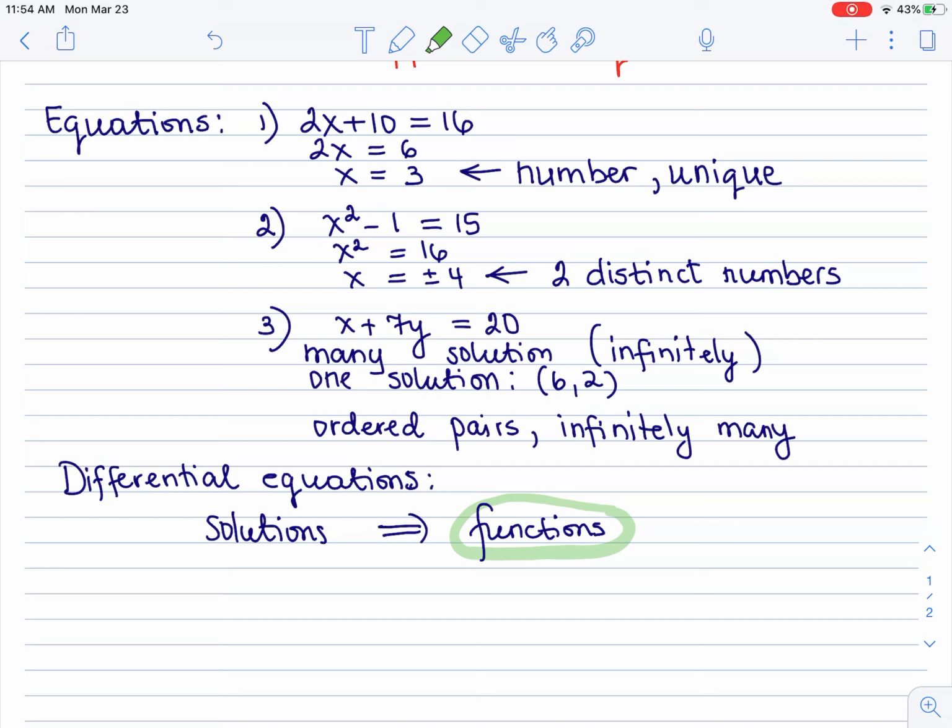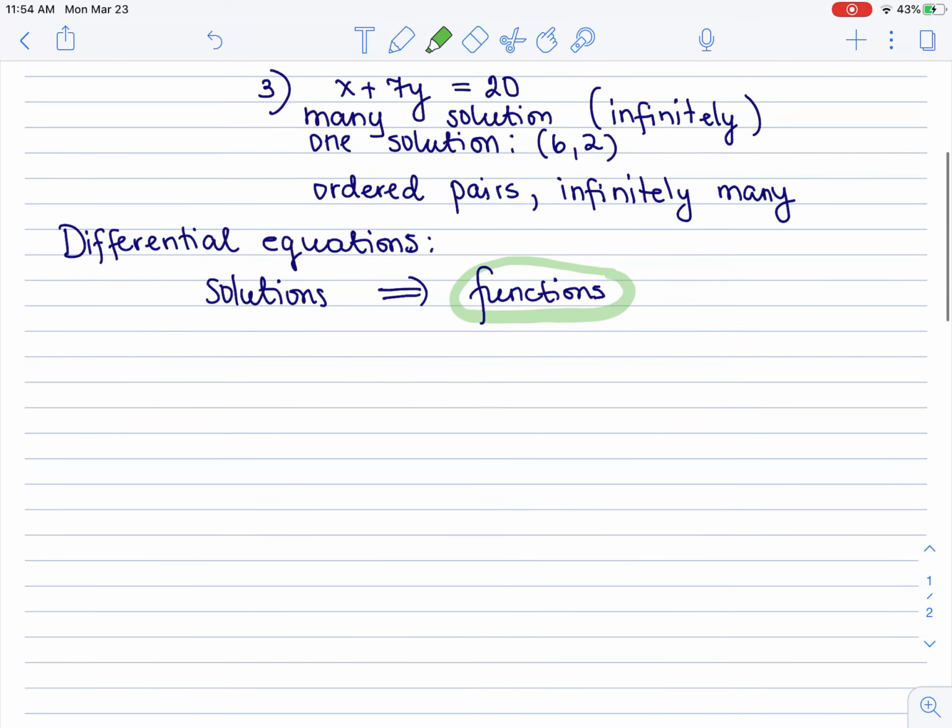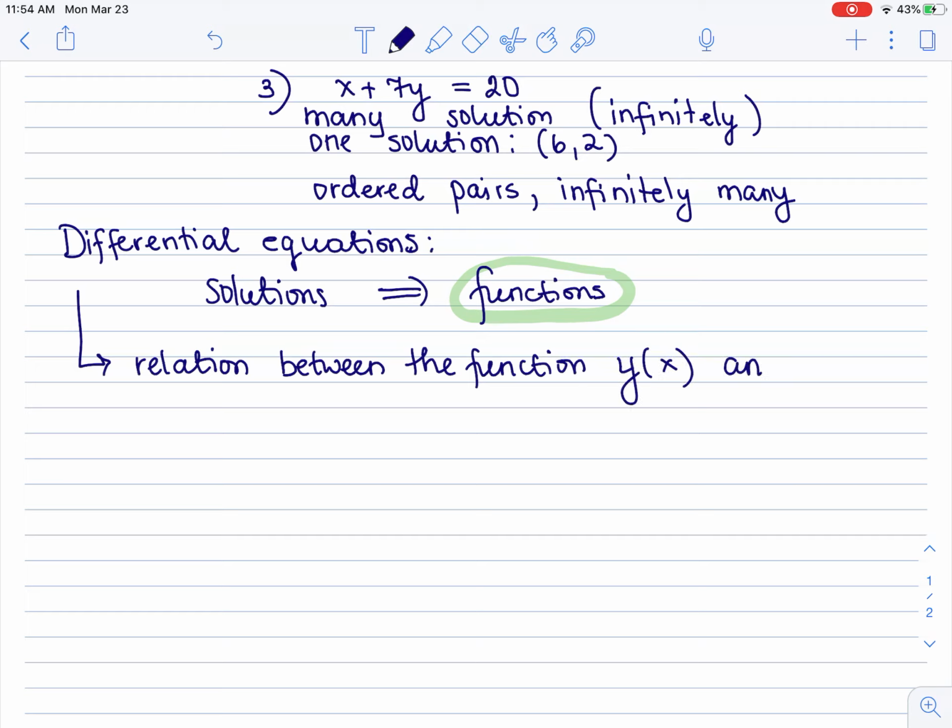So we're dealing with relationships of functions and their rates of change. So, things like first derivative, second derivative, and so forth. So differential equations are what? Differential equations are equations where we have a relation between the function, usually unknown, so let's say y of x, and its derivatives is given.